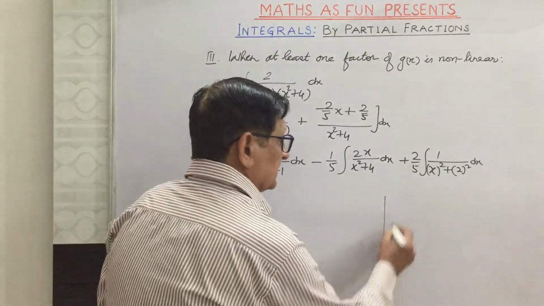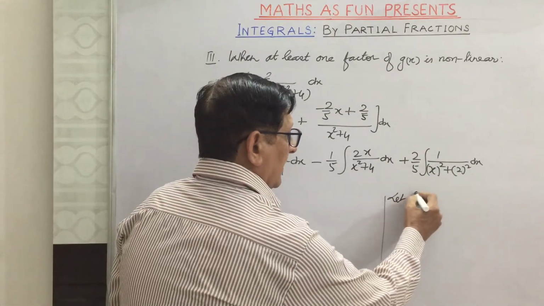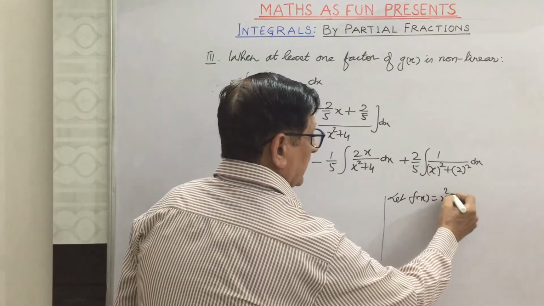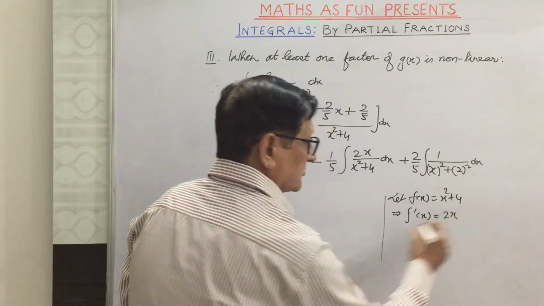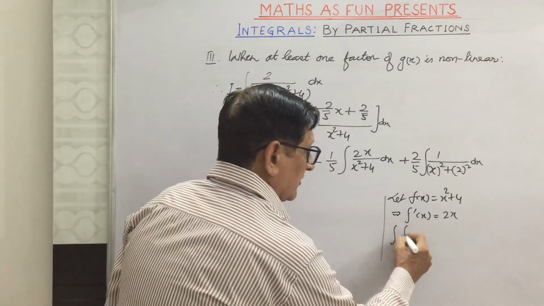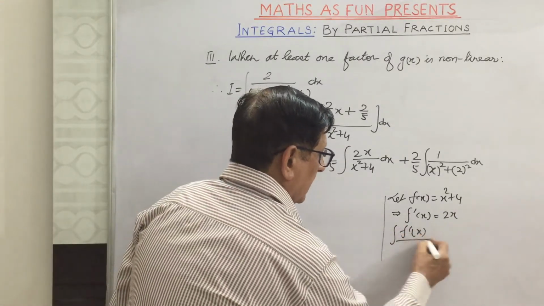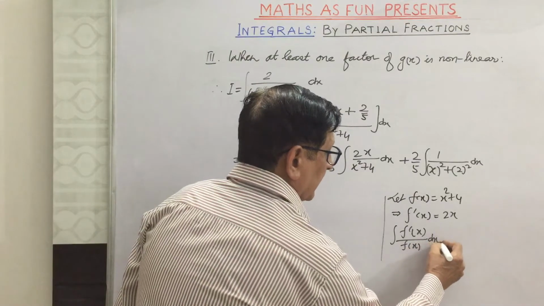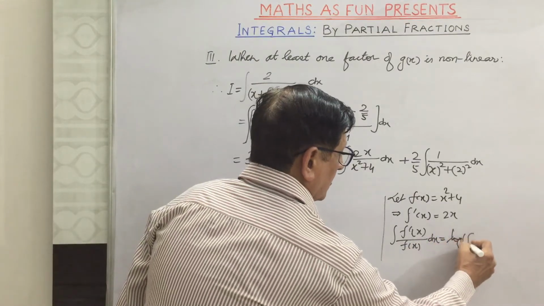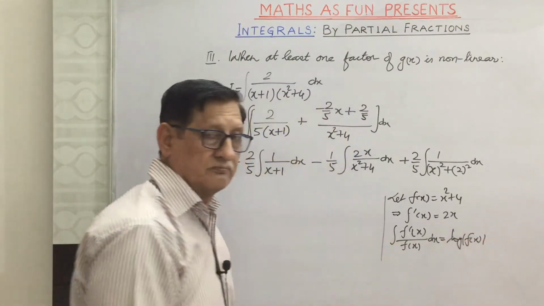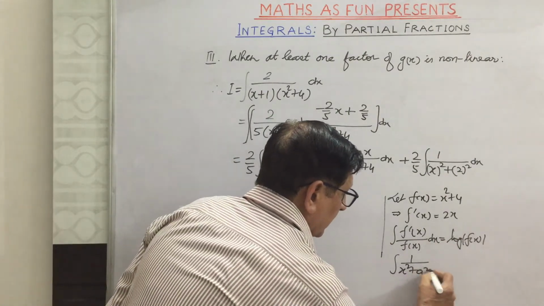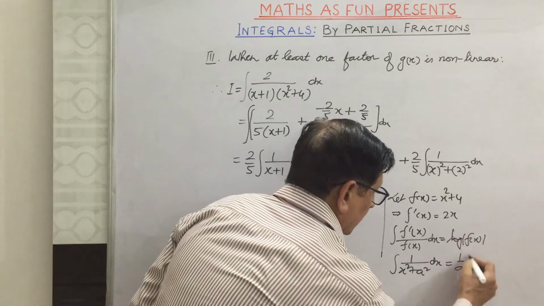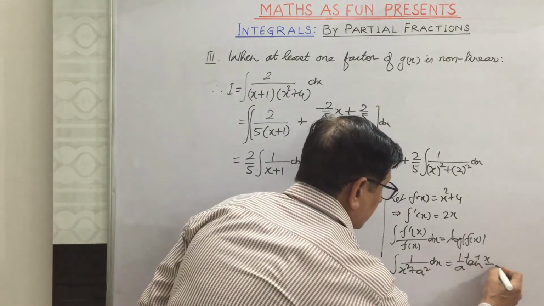Now, if we consider f(x) as x square plus 4, it means f dash x will be equal to 2x. And we know the integral of f dash x upon f(x) dx is equal to log of f(x). We also know integral of 1 upon x square plus a square is 1 upon a tan inverse x upon a.